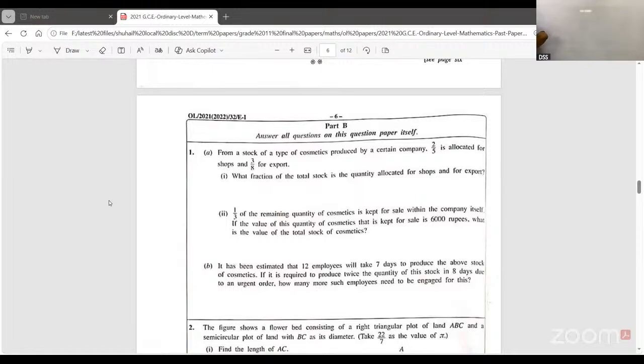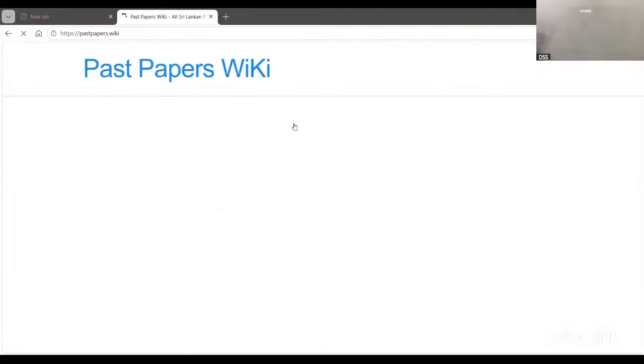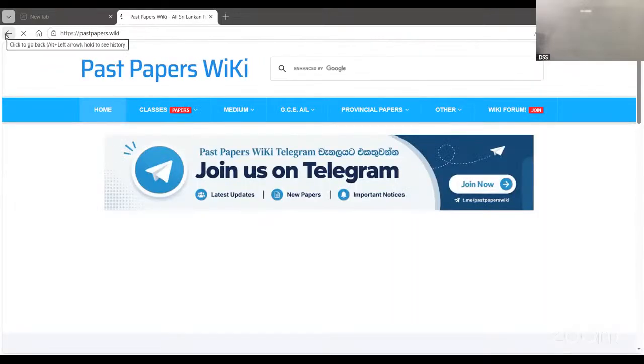From a stock of a type of cosmetics produced by a certain company, 250 is allocated for shops and 308 for export. What fraction of the total stock is the quantity allocated for shops and for the export? Listen carefully. You can do this question like this. Now they're talking about cosmetics.